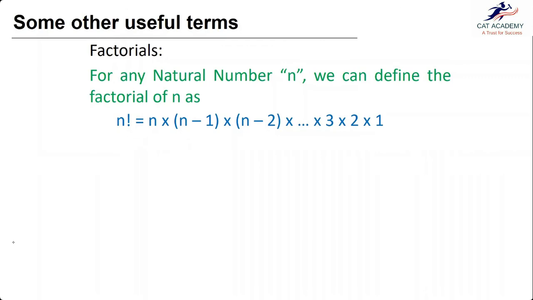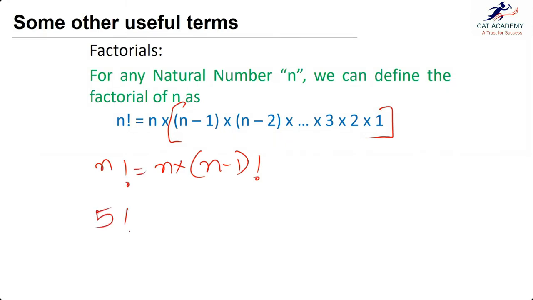So in other words, if you observe just this part, can you say that this is n minus 1 factorial? Because this is multiplication from n minus 1 till 1. So this is n minus 1 factorial. So can I say n factorial is equal to n into n minus 1 factorial? That's like 5 factorial can be called as 5 into 4 factorial. Right? Can I say that? Okay.